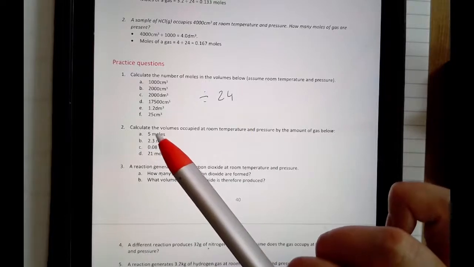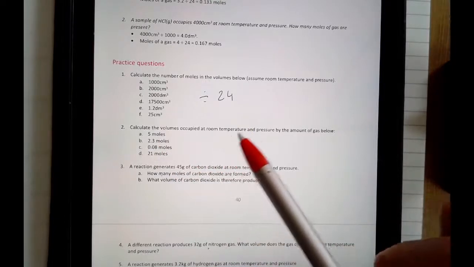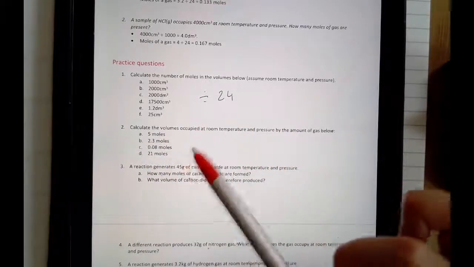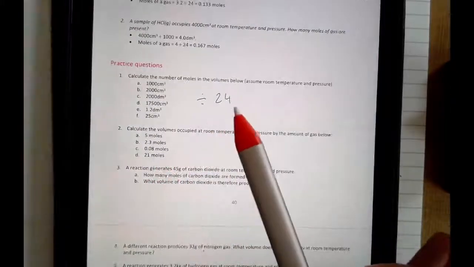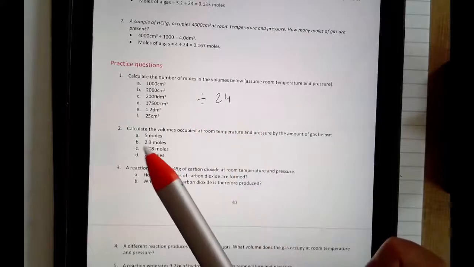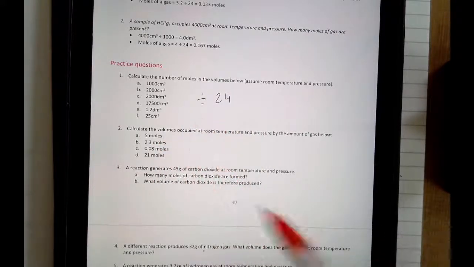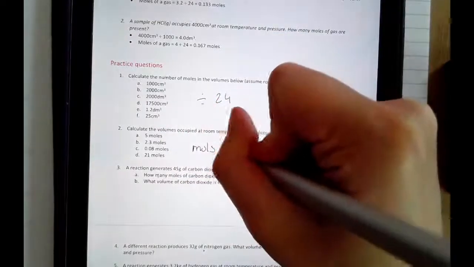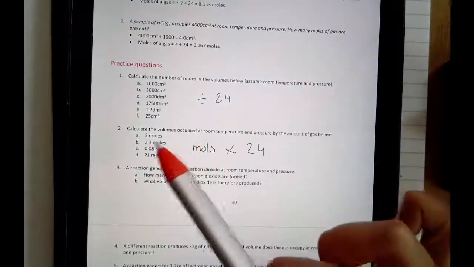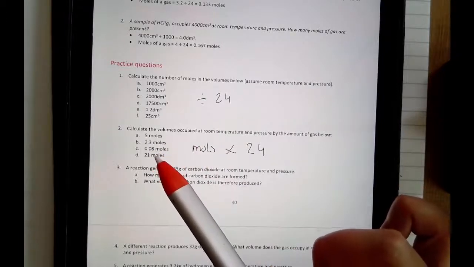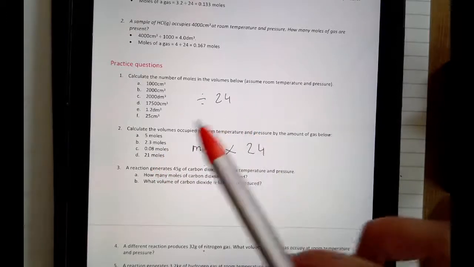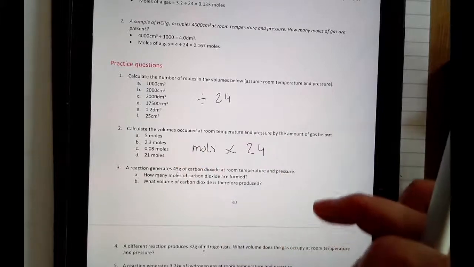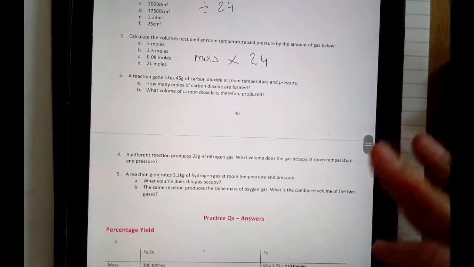In question 2, I ask you to calculate the volumes occupied by the given amounts of moles. So we said if you had 1 mole, it would occupy 24 litres. If you've got 5 moles, it's going to be 5 times 24. So in these ones, it's going to be the number of moles times 24. You take the number of moles, no unit conversion is necessary, times it by 24, and you're going to get the volume that's occupied.